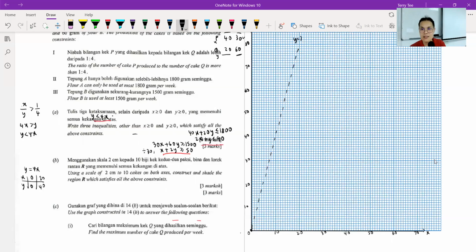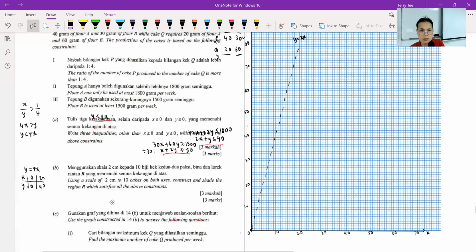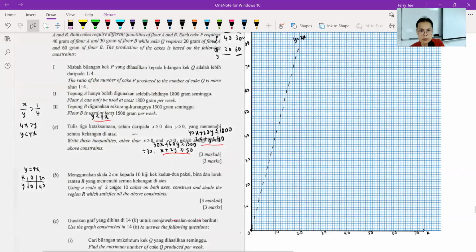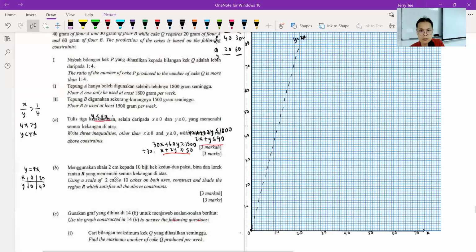Okay, that is y equals 4x. The next one, I'm going to draw this line, 40x plus 20y, which is actually 2x plus y. Sorry, I think this one I have accidentally shifted up or down. I should move it down a little bit. Hope you can see it. Okay, I think I'll just use this. 2x plus y equals 90.